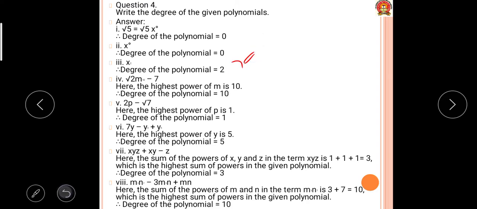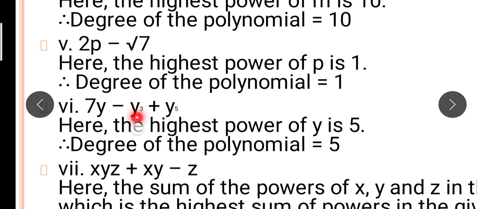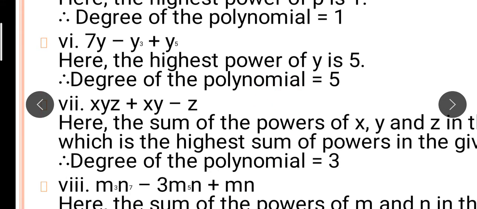Fourth one is root 2 m raised to the power 10 minus 7. So 10 is there. 2p minus root 7, 1 degree. 7y minus y raised to the power 3 plus y. See here, zoom it, you will get more clear. y raised to the power 3 plus y raised to the power 5. So 5 is the highest power of y. Therefore, 5 is the degree of the given polynomial.